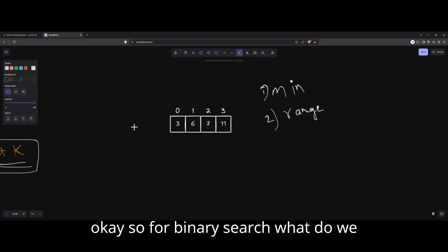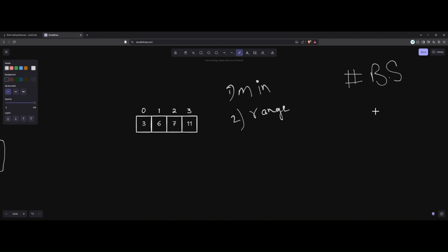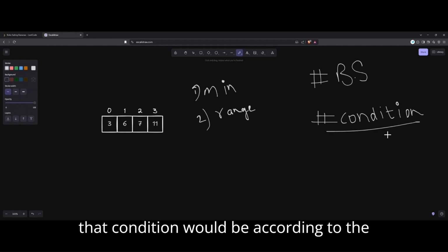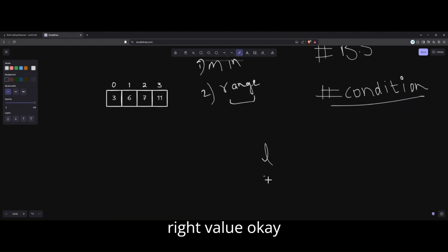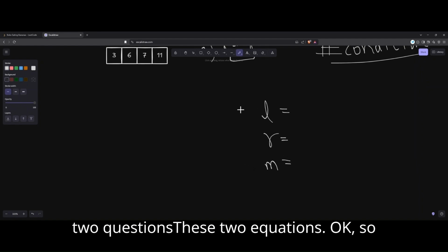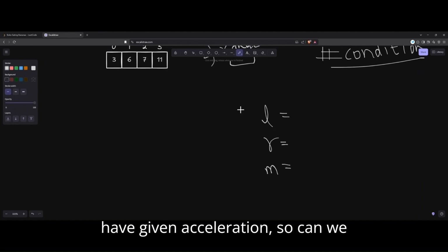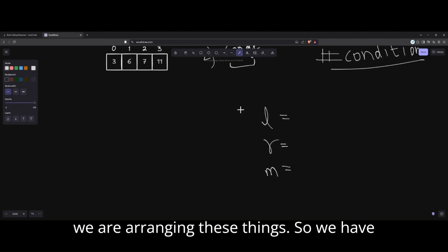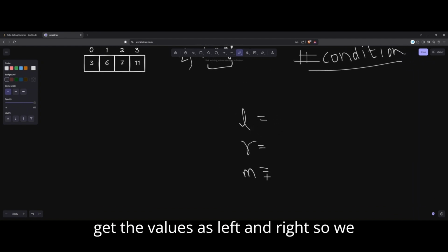For binary search, what do we need? A couple of things. We'll simply use our binary search template. In that, we need some condition, and that condition would be according to the question. We have already found the range, which means we found our left and right values. Now you know that we can find the middle value also because we are given these two. This is the same as what we used to follow in physics or maths: if we are given acceleration, can we find whether we are given any mass or force? It is the same thing we are arranging here. We are given the left and the range, so we get the values as left and right, and we can find the value of middle.